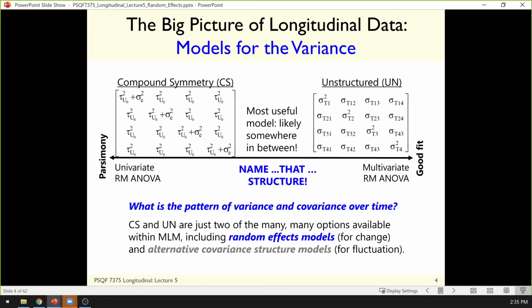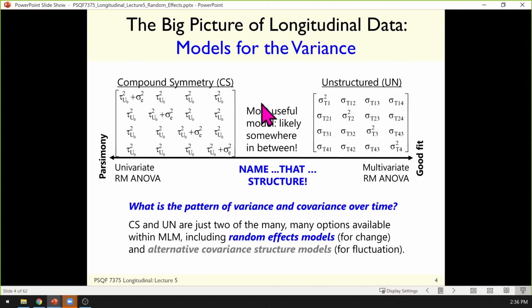All right, variance side. Same picture as before because we're doing the same thing as before. We're trying to find something in between compound symmetry, as the most parsimonious, simplest model we would entertain for longitudinal data, which says that people differ from each other only in their intercepts. Everybody changes the same. On the other side is unstructured. Let it be what it wants. Each occasion gets its own variance. Each pair of occasions gets its own covariance.